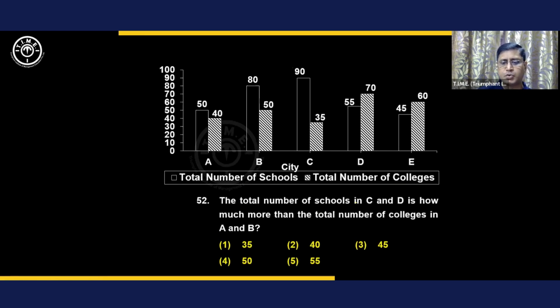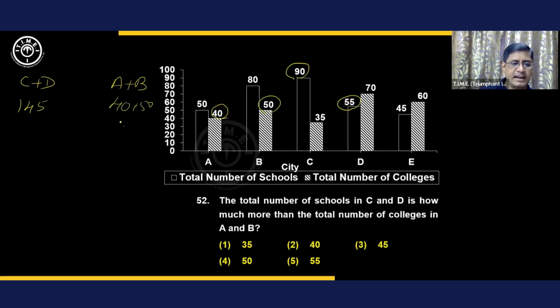The total number of schools in C and D is how much more than the total number of colleges in A and B? C and D, total schools. The value of C is 90. The value of D is 55. 90 plus 55 is equal to 145. Then what about the colleges in A and B? The colleges here are 40 and 50. So 40 plus 50 is 90.